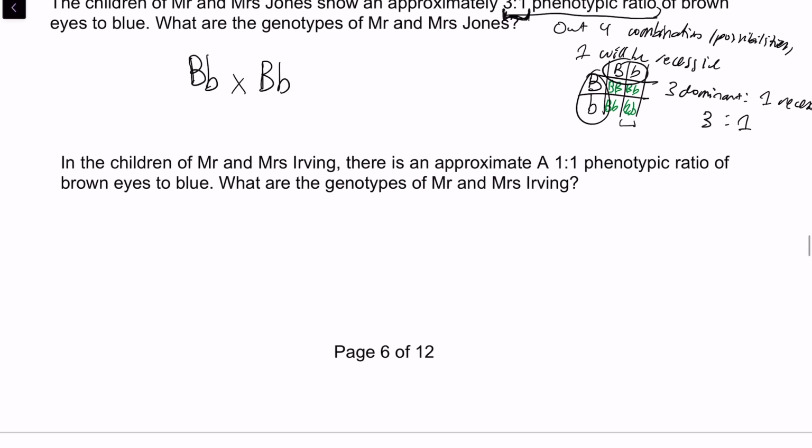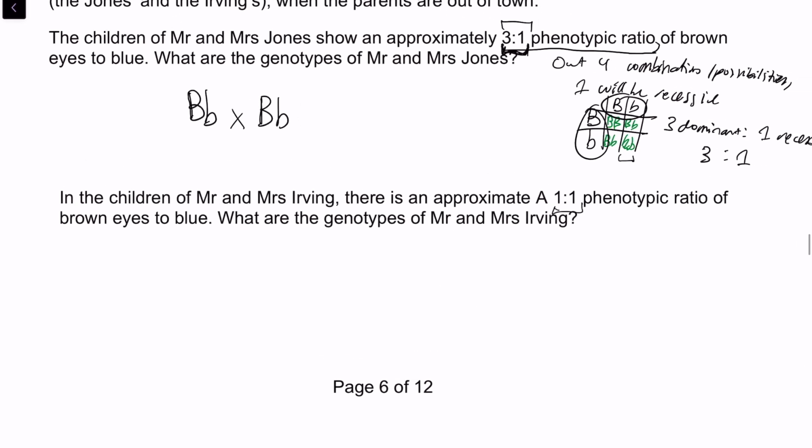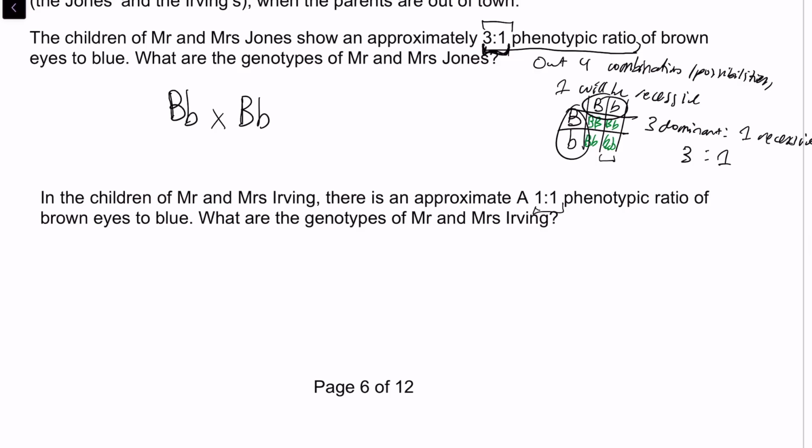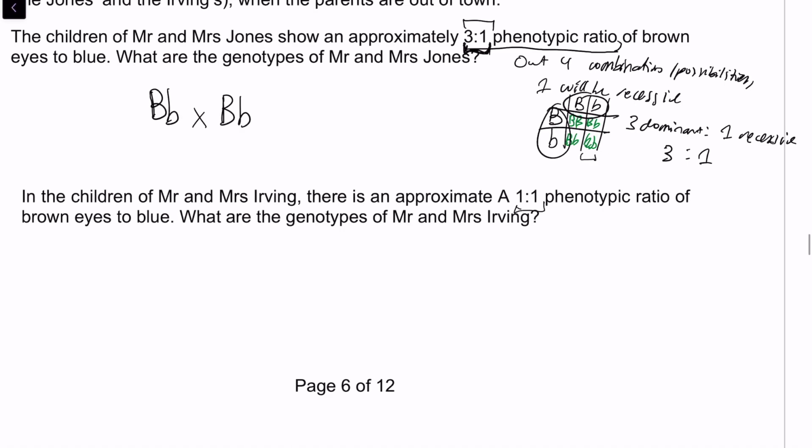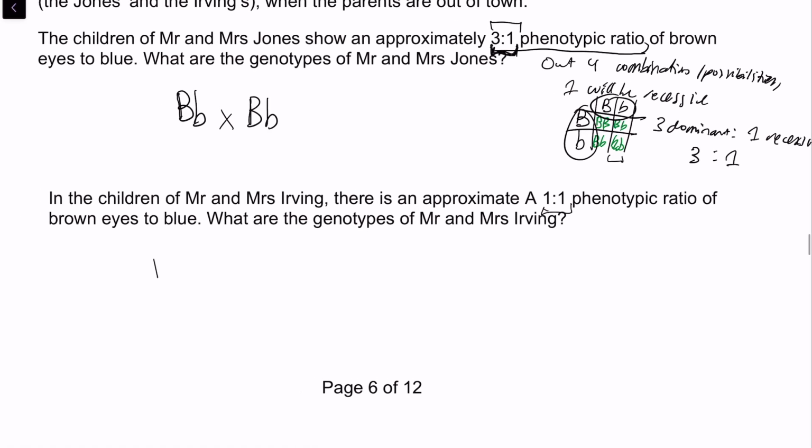Okay. However, if there's an approximate 1-to-1 phenotypic ratio, then that means we have to have 50% dominant, 50% recessive. Okay, so we need to have the presence of a dominant and a recessive, but they need to be, I guess, like 50-50. So the way we can do that is just to think about it like a puzzle, really. I think that's the best way to go about it.